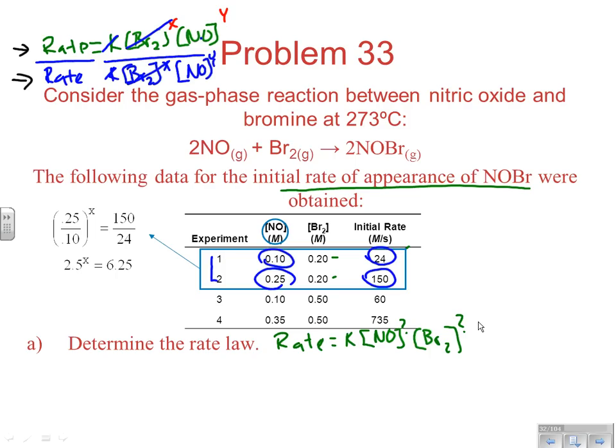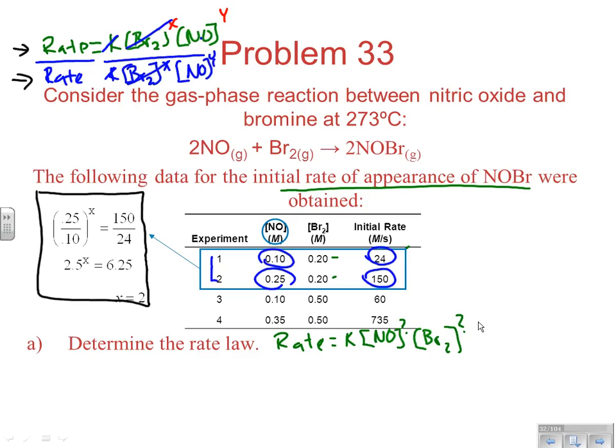Remember, it's going to be simple things like 0, 1, and 2. Well, obviously it can't be 0 because then it would equal 1. So try 2.5 squared. Does it equal 6.25? Yes, it does. So the order of NO has to be second order. So even though I didn't have a simple doubled situation, I can see here what the relationship is. Second order would be a double quadrupled. Well, I didn't have a double situation, so I couldn't do that. So I had to really rely upon the algebra of the situation here to really see that it was second order with respect to NO.